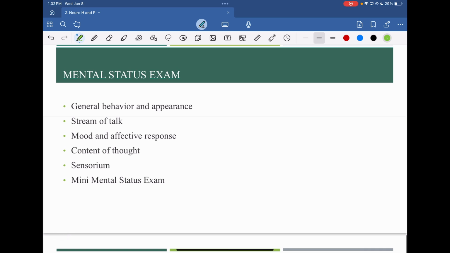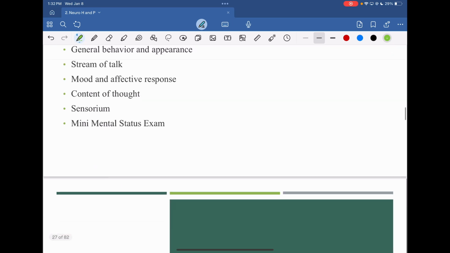Mental status exam. You guys will be doing this with your behavioral health simulations. So we're going to go through a little bit of it now. How's their appearance? How's their behavior? How are they talking? Are they just going off on tangents every other word? They start one thought and they go right to another thought and then another thought and they just keep going? Stuff like that. How's their mood, their response to your questions, the content of their thought? Sensorium is like awareness of the things around them. And your mini mental status exam.